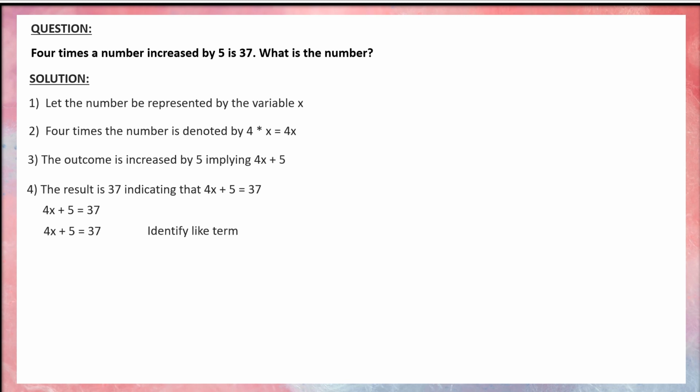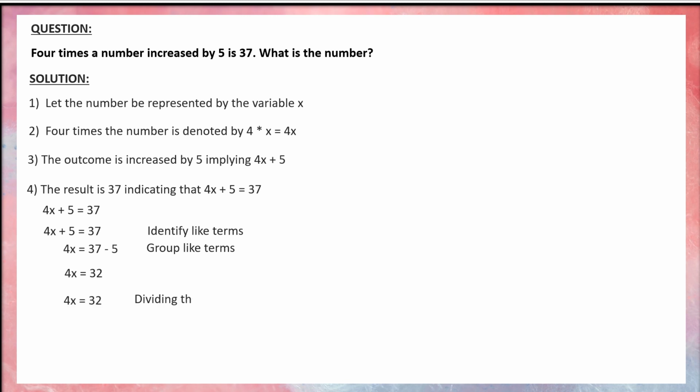So the first thing is to identify like terms. We have 5 on the left-hand side, we have 37 on the right-hand side. They are numbers, and they can easily be simplified if we group them together. So if 5 on the left-hand side, which is plus 5 actually, moves to the right-hand side, it crosses the equation sign and now becomes minus 5. So what we now have is 4x equals 37 minus 5. And in that case, what we've done is to group like terms, and now we can simplify. So 4x will now be 37 minus 5, and that's 32.